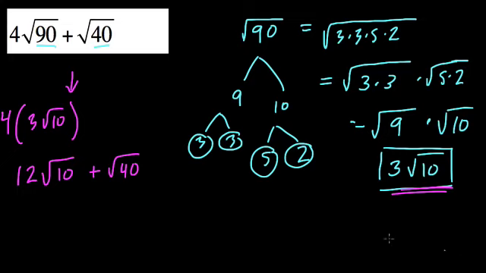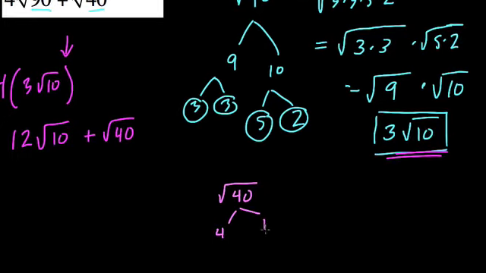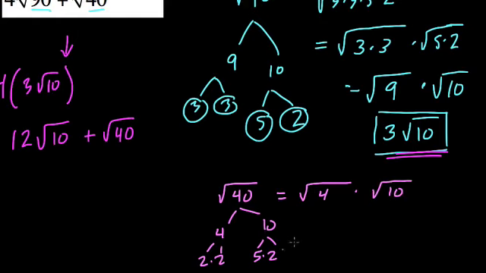Well, the square root of 40, we can break that down in a similar fashion. That's equal to 4 times 10. 10 is 5 times 2. And 4 is just 2 times 2. So this means that the square root of 40 is equal to the square root of 2 times 2, times the square root of 5 times the square root of 2. And that equals what? Well, the square root of 4 is 2, and the square root of 10 we can't break down any further. In other words, there are no other perfect square factors.